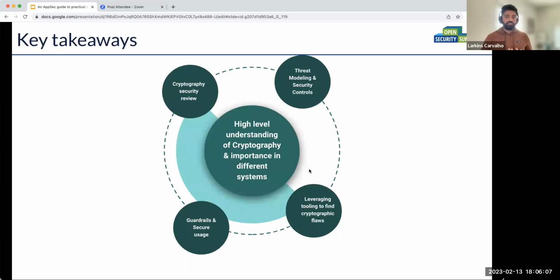By the end of this talk, you will be equipped with a high-level understanding of cryptography and the importance of it in different systems. We are going to take a look at what the different crypto security reviews are, how we can leverage different security tooling, and what threat modeling is, how we can integrate threat modeling to influence different security controls, and also look at guardrails.